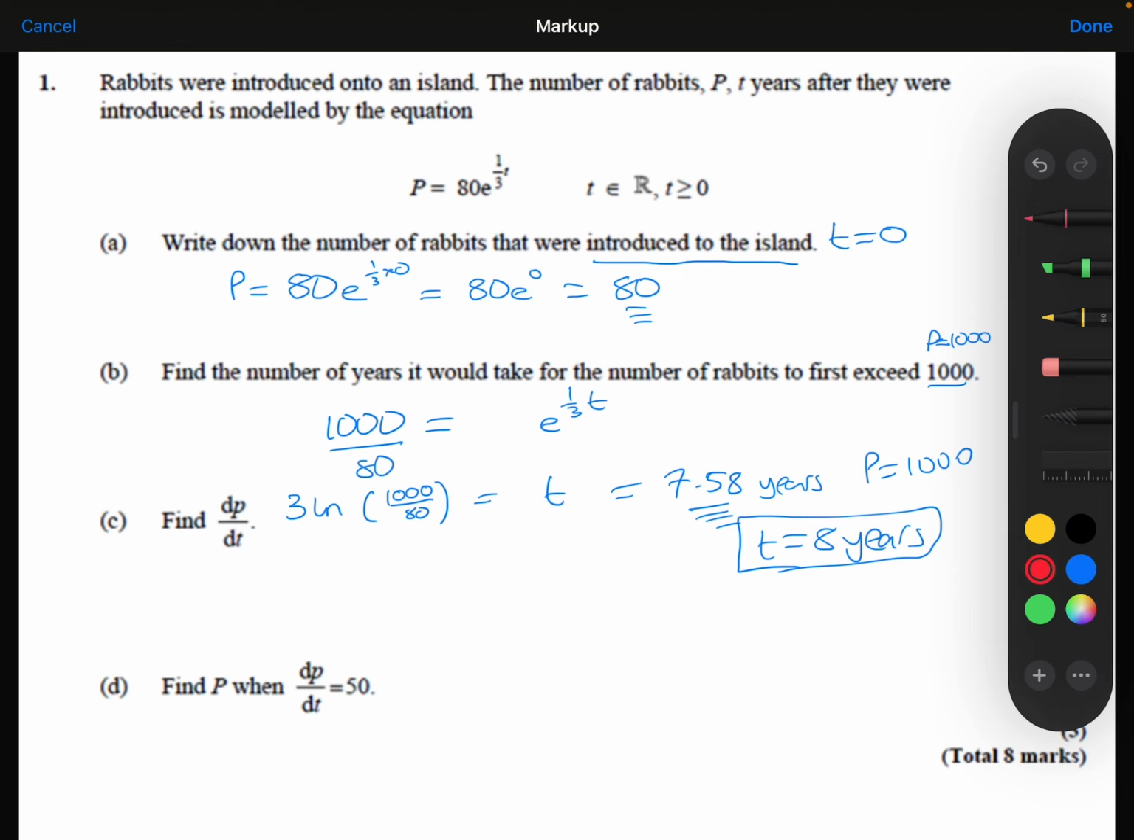Moving on to part C, we need to find dP by dt, so we need to differentiate this. Now we know that when we differentiate the exponential, we get the exponential, but because of the 1/3 on the inside there, I need to multiply by 1/3. So I would have 80 lots of the e to the 1/3 t multiplied by 1/3, which is just going to simplify to be 80 over 3 e to the 1/3 t.